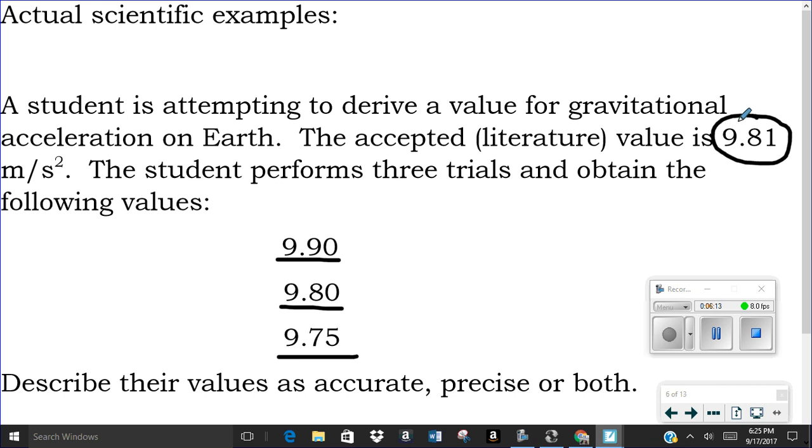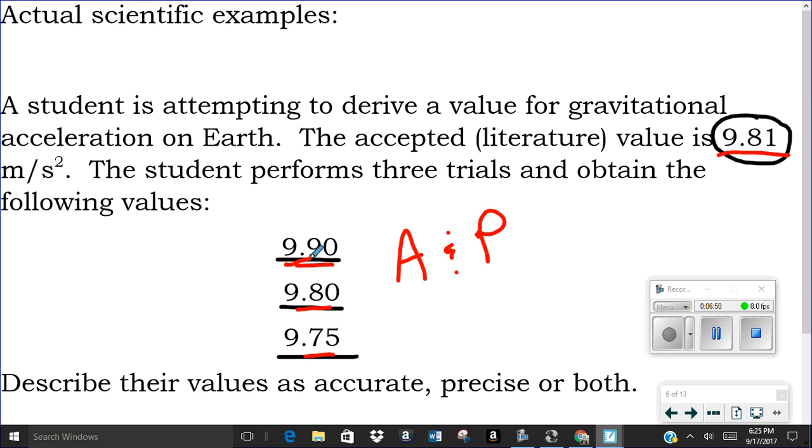Take a moment and pause the video and make a decision whether or not these values are accurate, precise, or both. Hopefully at this point you realize that these values showed both accuracy and precision. Again, because these values are really close to the 9.81, and a little bit later on we'll learn how close you need to be in order to consider measurements accurate.